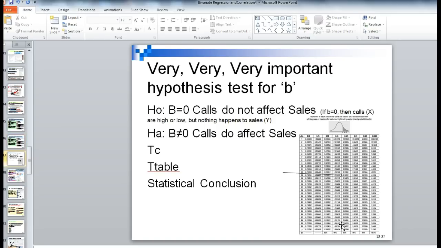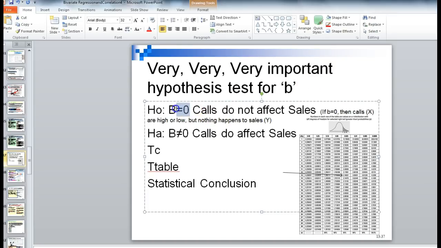All right, so let's do a test for whether or not the relationship between X and Y doesn't exist. Either there is a relationship, so that as X goes up, Y goes up, or there's not enough evidence to suggest that there's a relationship. Calls could be high, calls could be low, and sales still are not affected. So what we're looking at is what it would mean if your beta were equal to 0. It would mean calls do not affect sales.